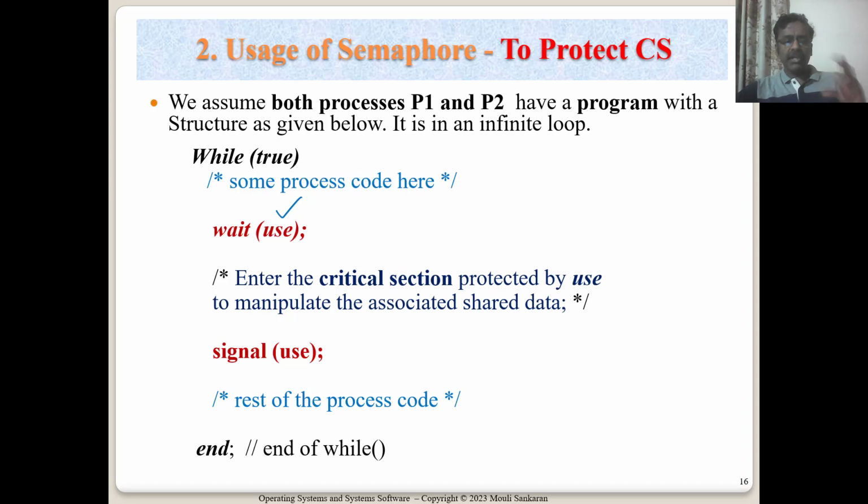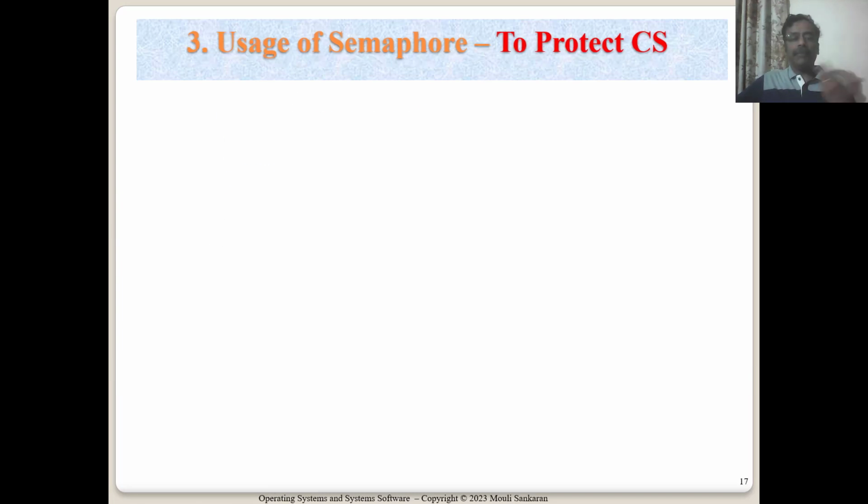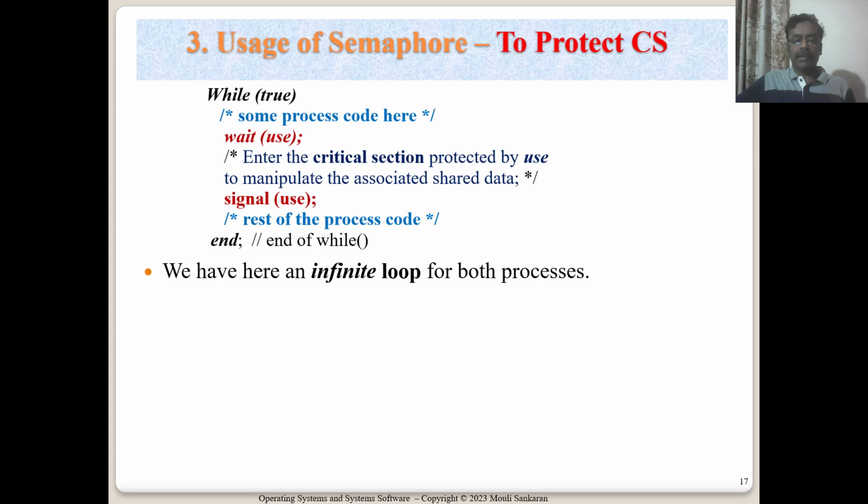So the general structure of a process should be like this. You execute a wait, enter the critical section, release the semaphore, and then you go back and do your job. Okay. Imagine that it is happening continuously. One process is executing a code, and whenever it wants a critical section, it waits on the semaphore and then releases the semaphore. That's all. So this is what is being explained.